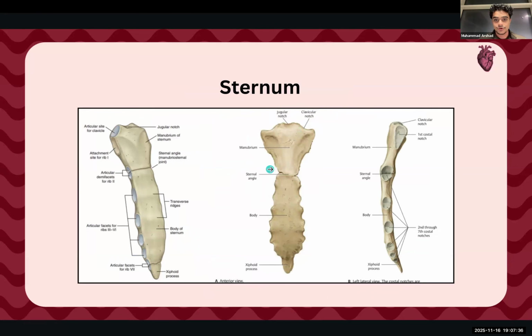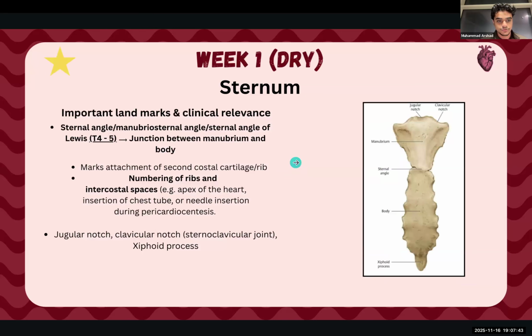The first and most important thing that we need to look at for the sternum is the sternal angle. It's referred to by a couple of different names. You also hear manubriosternal angle, or sternal angle of Louis. And something that's super important to know, and this is very, very high yield, if it doesn't come in the OSPE or SAQ, it's probably going to come in the MCQs, is that it's located at the T4 to T5 level. So that's thoracic vertebrae 4/5, it's in between there. And it's the junction between the manubrium, which is this area of the sternum, and the body of the sternum. And why is it so important?